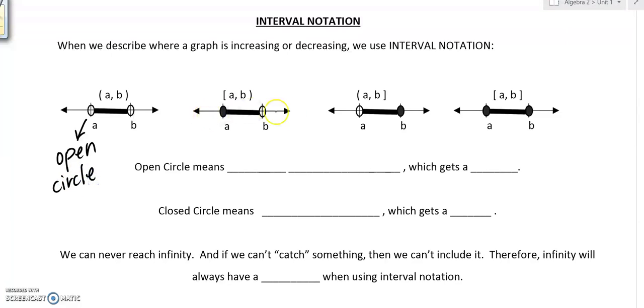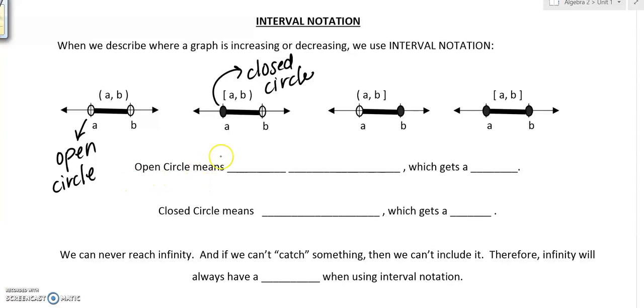Then if I look at my next graph, I have a little bit different of a situation. This next one, I have a closed circle, and then that kind of goes on the whole time. An open one, a closed one, then I have two closed circles. Well, what does this mean? Let's fill in this first blank.